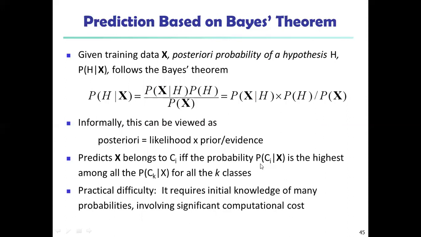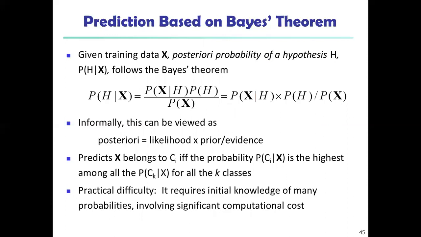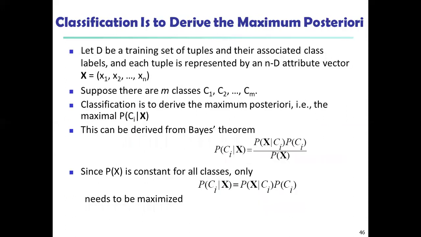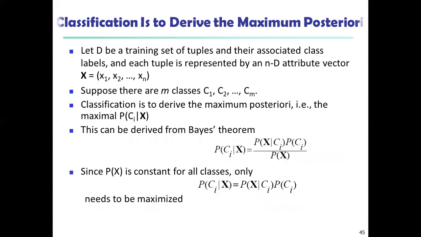The practical difficulty is that it requires initial knowledge of many probabilities, which involves a significant computational cost. So this is the prediction of the Bayesian theorem, and the classification is done to derive the maximum posterior values. Here we have to derive every value, the posterior and the hypothesis, and each of them will be calculated.